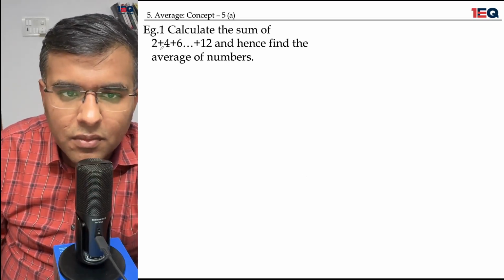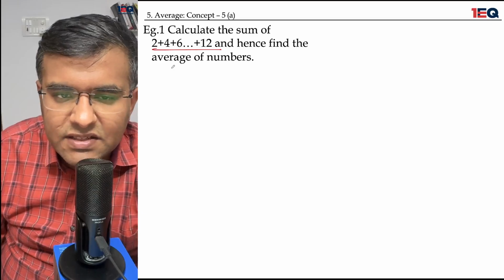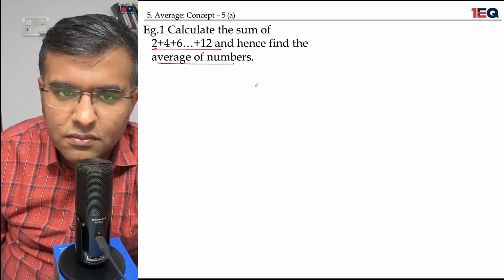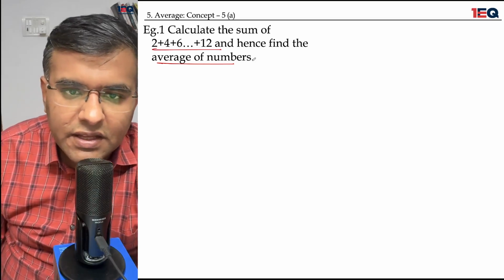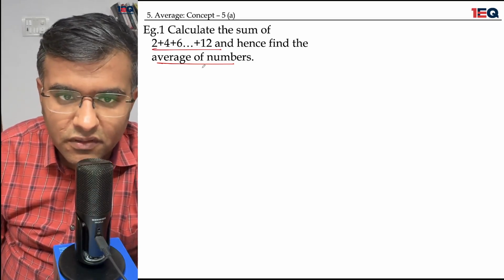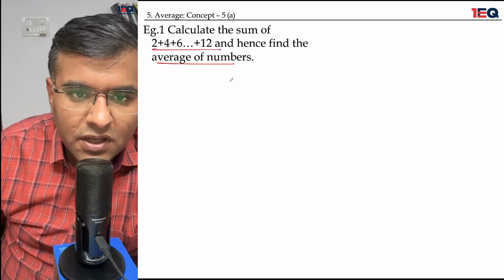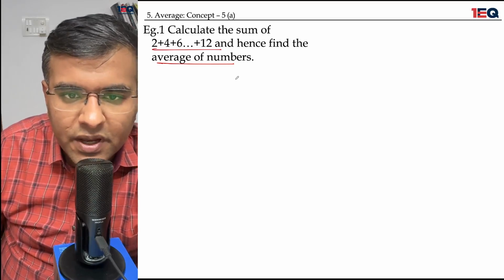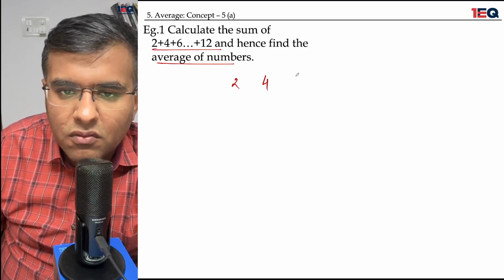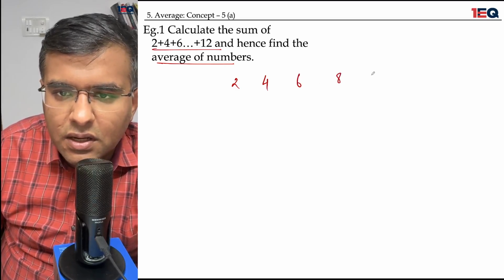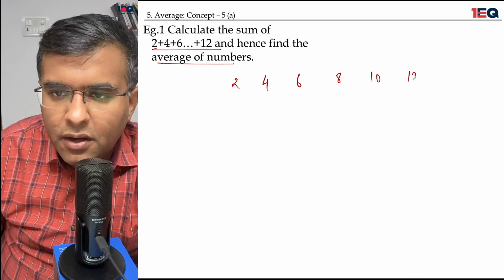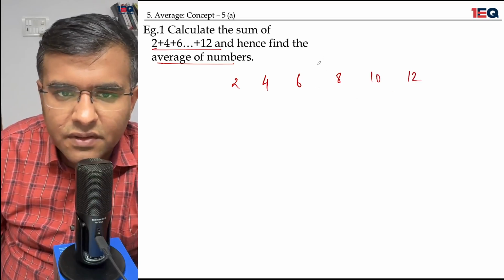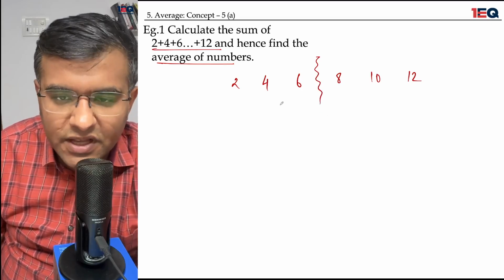Calculate the sum and hence find out the average of the following numbers. If I quickly see how many terms do I have? I have 2, 4, 6, 8, 10, and 12. I have 6 terms. I need to find the sum, but I'll first find out the average.